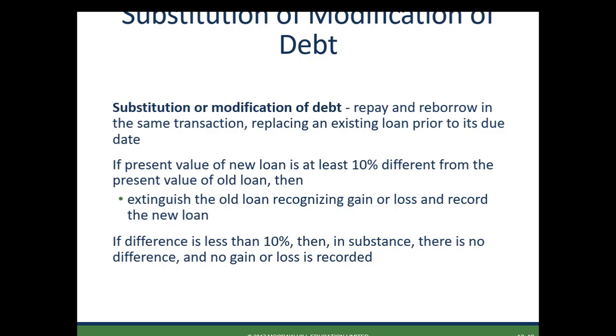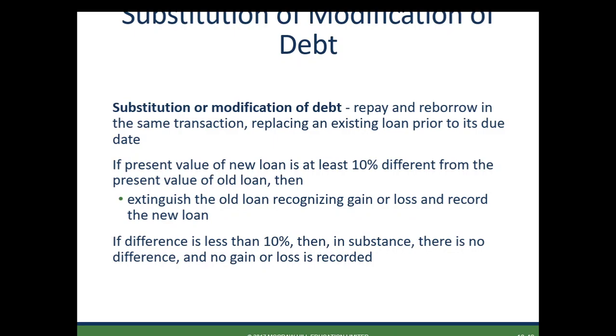So earlier we mentioned substitution or modification of debt. A company may go to an existing lender and essentially repay and reborrow in one transaction, replace an existing loan prior to its due date. The motive may be a desire to borrow at a different interest rate, record movement in fair value of the existing obligation, or a release of a restrictive covenant. If the exchange results in significantly different terms, the company must record an extinguishment and a new loan with the two transactions being accounted for independently.